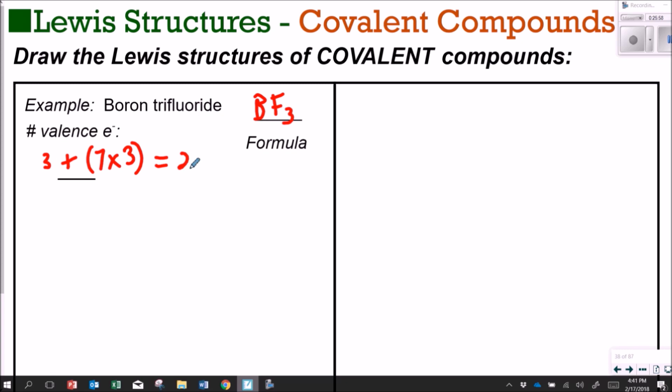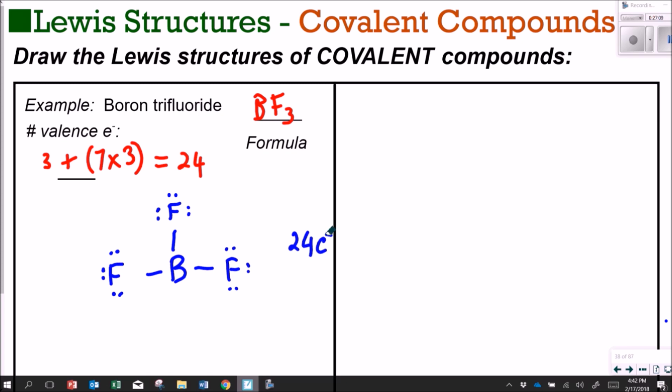So we have 24. We are going to put boron in the middle. And we are going to single bond it to the 3 fluorine atoms. And that has used up 2, 4, 6 of our 24 available electrons. Now I give all the fluorines an octet. I've used up 6, 8, 10, 12, 14, 16, 18, 20, 22, 24. I have now used up all my 24 available electrons.